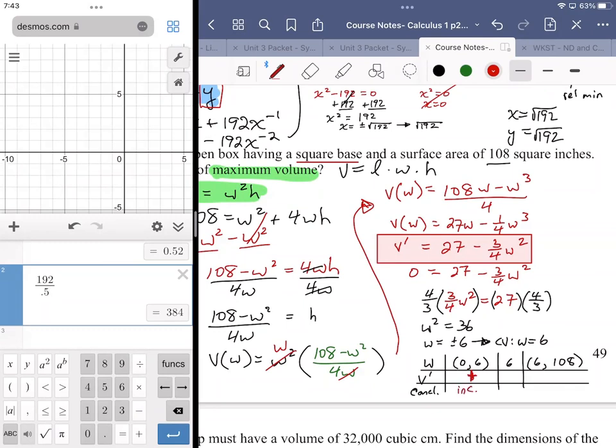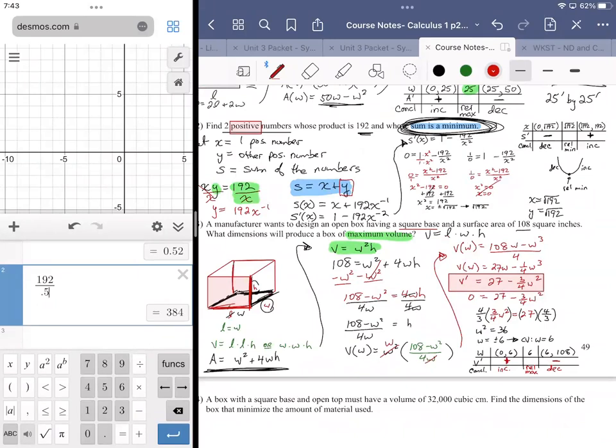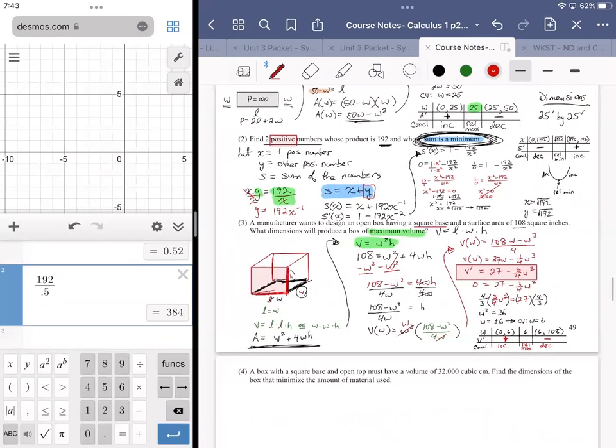Pick a number greater than 6, but less than 108. I'm raising something to a power of 2, so I'm thinking something substantial, like maybe 10, something that's easy to raise to the second power in my head. So 10 squared is 100. 3/4 of 100 is 75. 27 minus 75 is definitely a negative number, and so that shows decreasing, which means that we are indeed dealing with a relative max.